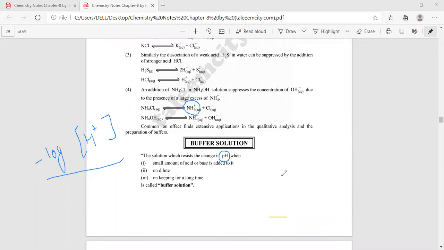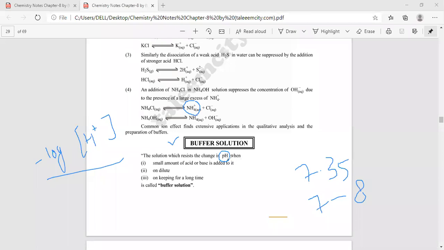For example, in human blood the pH is 7.35. If this pH becomes 7 or 8, human can die. So to maintain the pH 7.35, there are many protein buffers in human body. That protein buffers help to maintain this pH. So buffer solutions are very important to resist the change in a pH, to maintain the pH of the solution. How pH of the solution could be maintained? By making different type of buffer solution.